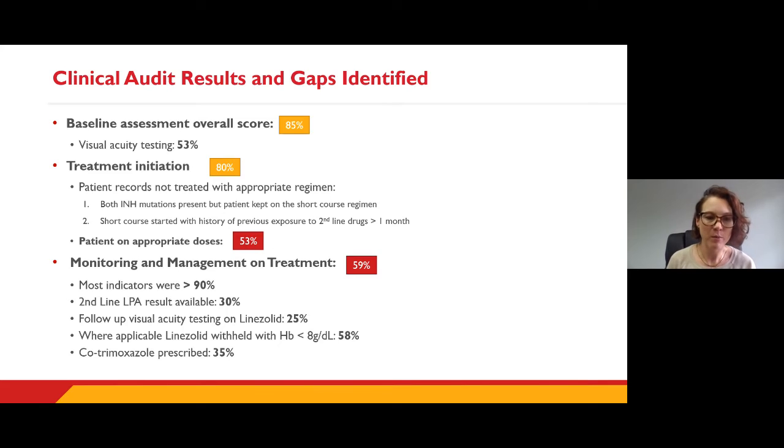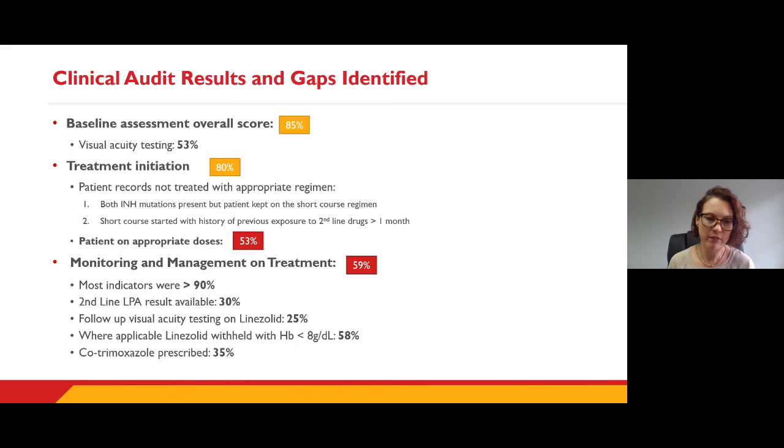And it's worth noting again that most indicators were over 90%. So most things in this section were done very well, but there were some things that were consistently low across the districts and different facilities that seemed to be the key issues in this area. The first was the second line LPA results being reviewed and documented. The second was the follow-up visual acuity testing for people who remained on linezolid. Then there was the linezolid being withheld once the HB had dropped below 8, which was 58%.